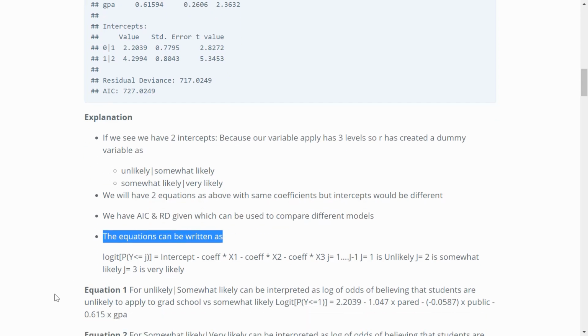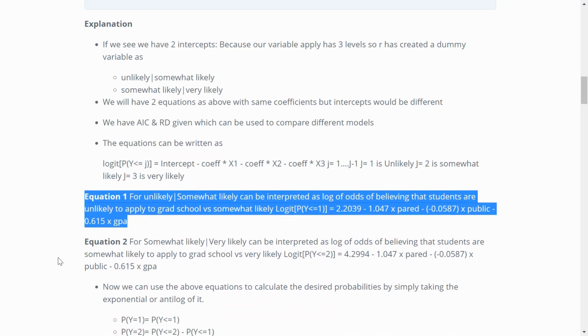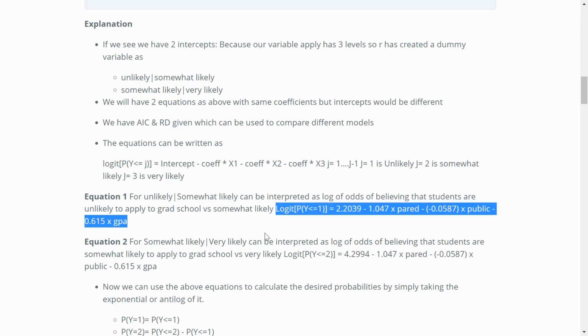We can also write the equation as shown here. As I said earlier, there would be 2 equations. Equation 1 would be for the dummy variable that has 2 levels, unlikely and somewhat likely, and it can be interpreted as the log of odds of believing that students are unlikely to apply to grad school versus somewhat likely. So we can write the equation as logit probability of y less than or equal to 1 is equal to 2.2039, which is the intercept as given in the summary, minus 1.047 into the pared variable, minus 0.0587 into the public variable, minus 0.615 into GPA.